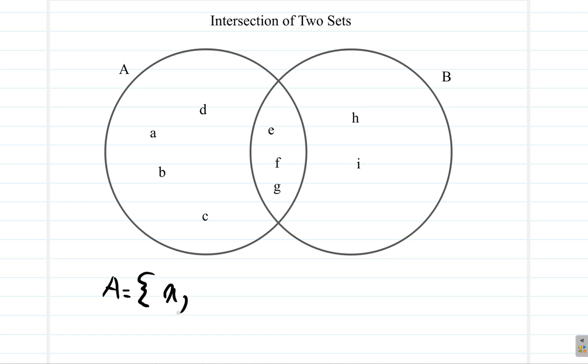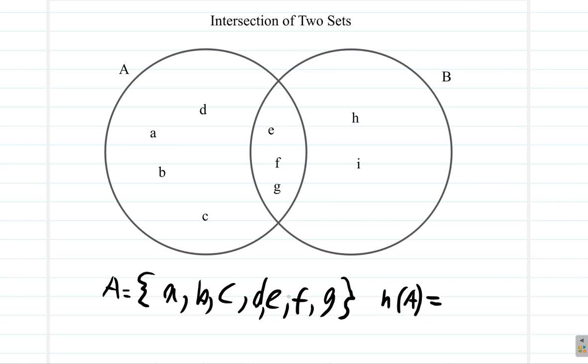Set A contains A, B, C, D, E, F, G. So the number of elements in set A equals, so how many do we have? 1, 2, 3, 4, 5, 6, 7. Okay. So we have 7 elements in A.